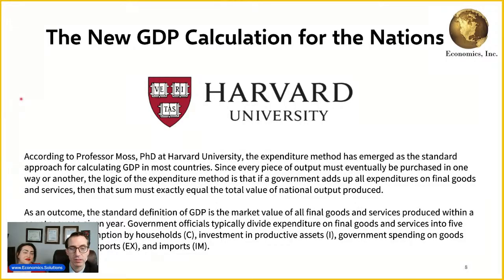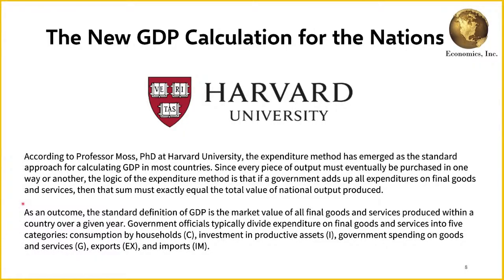According to Professor Moss, PhD, Harvard University, the expenditure method has emerged as the standard approach for calculating GDP in most countries. Since every piece of output must eventually be purchased in one way or another, the logic of the expenditure method is that if a government adds up all the expenditures on all final goods and services, then that sum must exactly equal the total value of national output produced.